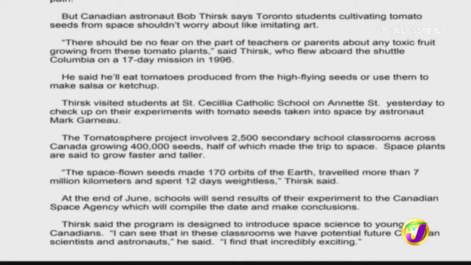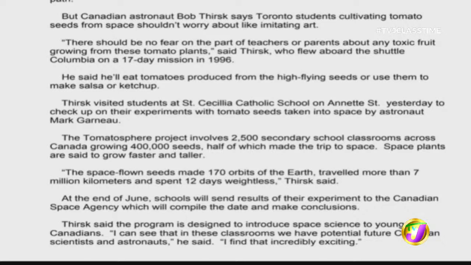astronaut Mark Garneau. The Tomatosphere project involves 2,500 secondary school classrooms across Canada growing 400,000 seeds, half of which made the trip to space. Space plants are said to grow faster and taller. The space-flown seeds made 170 orbits of the Earth, traveled more than 7 million kilometers, and spent 12 days weightless, Thirsk said. At the end of June, schools will send results of their experiment to the Canadian Space Agency, which will compile the data and make conclusions.